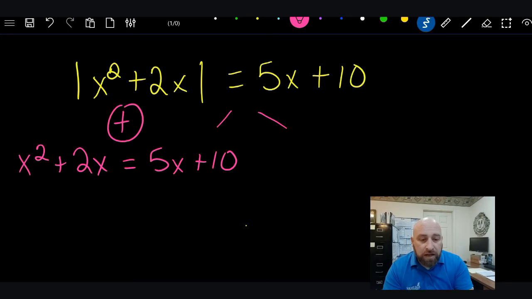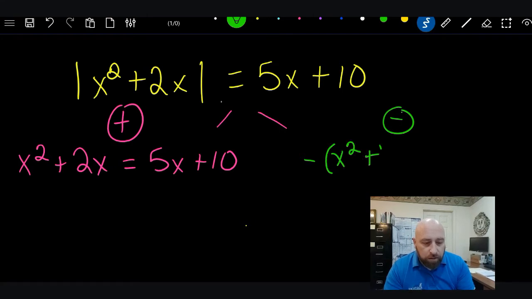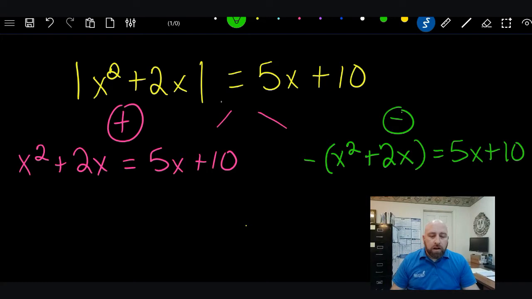Now on the other side, we're going to do the negative value of this. So in other words, we have to distribute our negative sign through here, and we're going to distribute to x squared plus 2x equals 5x plus 10. Let's do the pink one first. That one is probably the most straightforward one. That one is the one that we would have the most familiarity with.